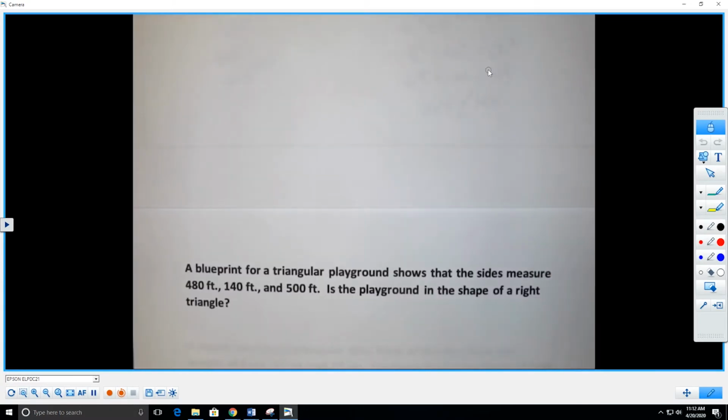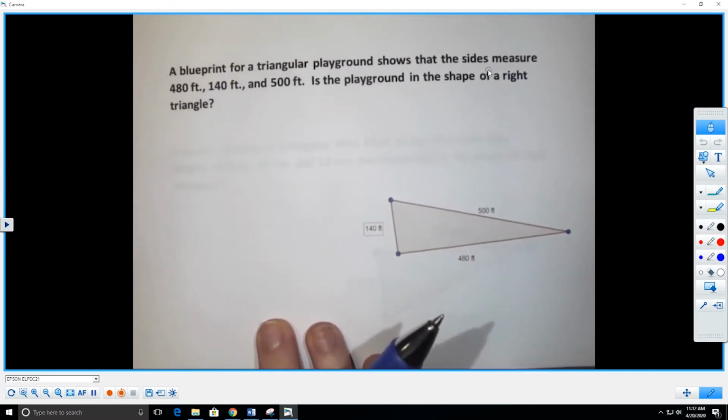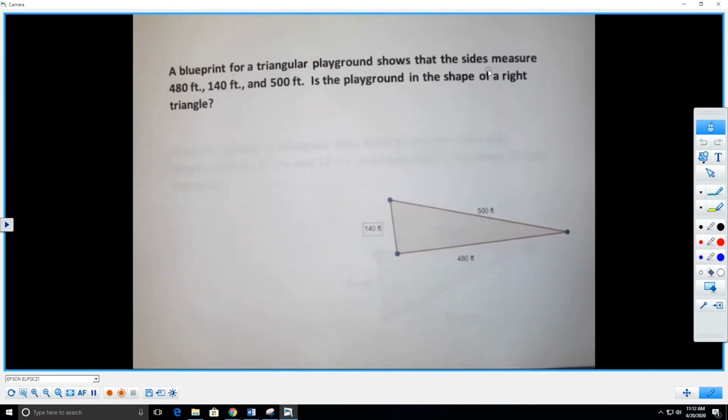A blueprint for a triangular playground shows that the side measures 480 feet, 140 feet, and 500 feet. Is the playground in the shape of a right triangle? Did you sketch a model something like this? As before, let's use the converse of the Pythagorean theorem to help us answer the question about whether or not this is a right triangle.